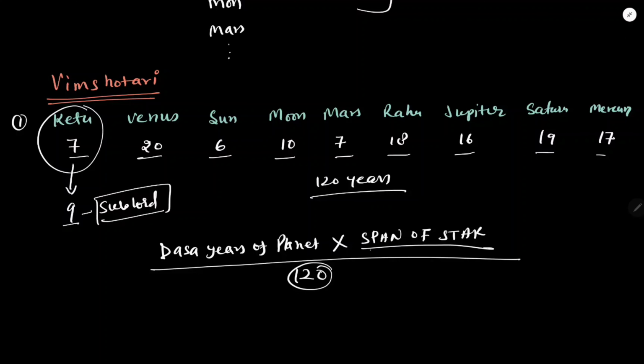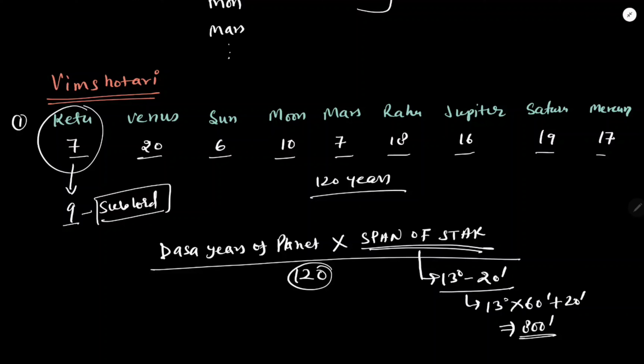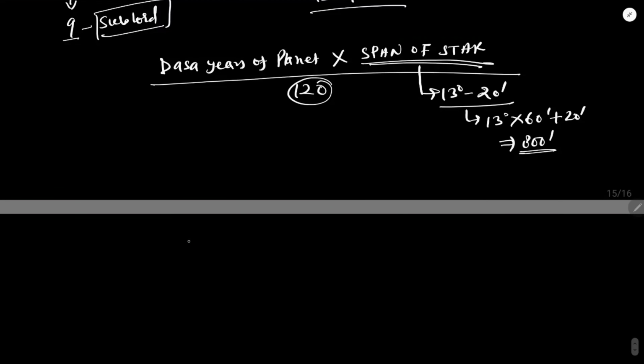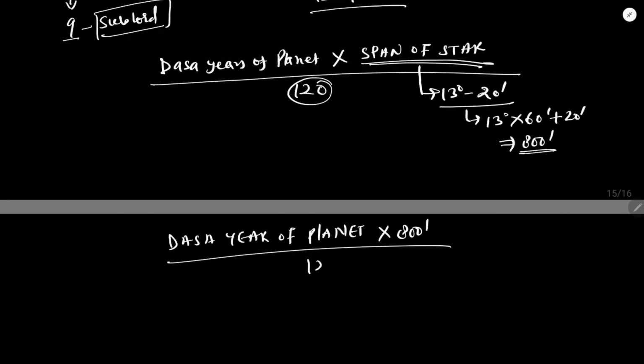The span of a star, we know, is 13 degrees and 20 minutes. I can also write it as 13 degrees multiplied by 60 minutes plus 20 minutes, so we will get 800 minutes. So to simplify this formula, we can write: dasha years of the planet multiplied by 800 minutes, divided by 120.